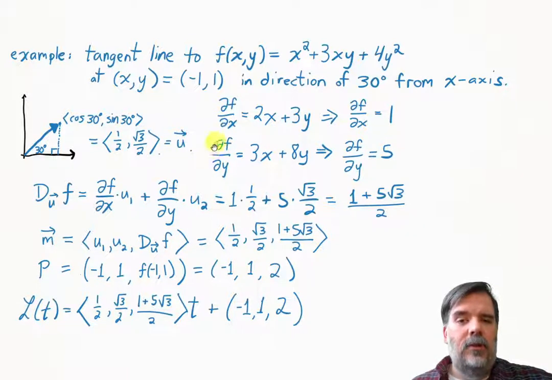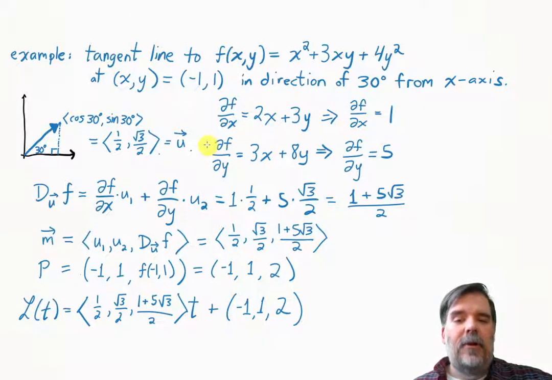We also need partial derivatives. The partial derivative of this function with respect to x: x is your variable, y is a constant. The derivative of x squared is 2x. The derivative of a constant times x is just the constant part, 3y. The derivative of a constant is 0. That completes the partial derivative, df dx. You plug in the values -1 and 1 for x and y, you'll find that df dx equals 1.